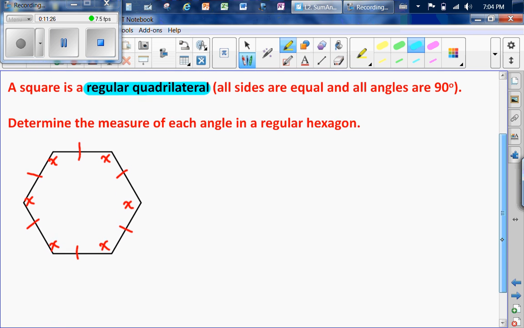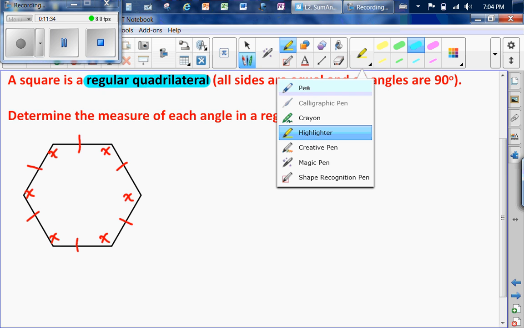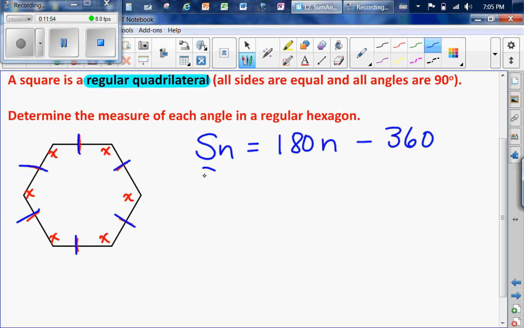But what if we have something that's this shape? Okay, we know that, going back to our formula, sum of all angles is 180 n, which is the number of sides, minus 360. Now we know how many sides we have. We have 1, 2, 3, 4, 5, 6. So the sum of all the angles is 180 times 6 minus 360.